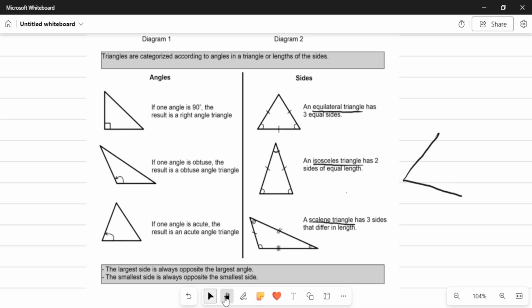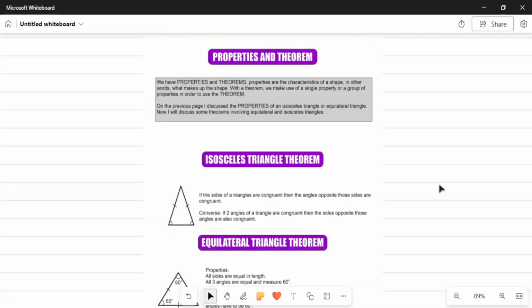Okay, so now let's move on to talking more deeply about equilateral triangles and isosceles triangles, because we will use them extensively in maths. Right, so now we're going to talk about properties and theorems. As I said, we're going to elaborate more on isosceles and equilateral triangles, but now I want to discuss them in terms of theorems.